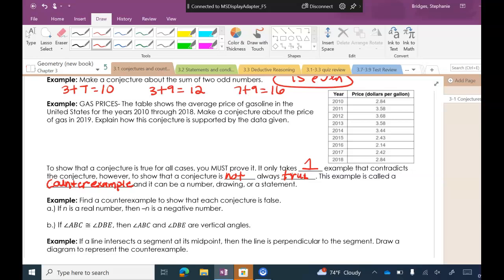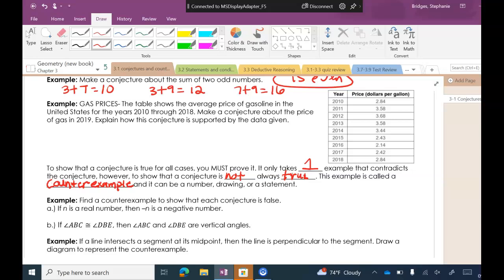The first one, A, says if n is a real number. Real numbers are basically all of the numbers except for the imaginaries, which you don't even know about yet. So positive, negative, whole numbers, decimals, fractions, all of those are real numbers. So what this says is if n is a real number, then putting a negative in front of it makes it negative. I need one example to disprove that.